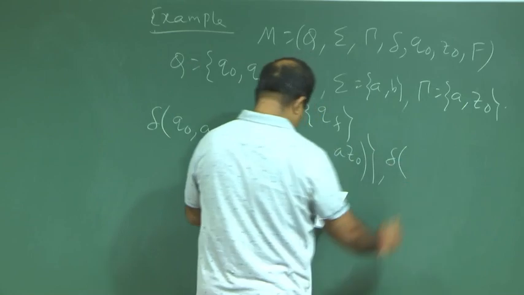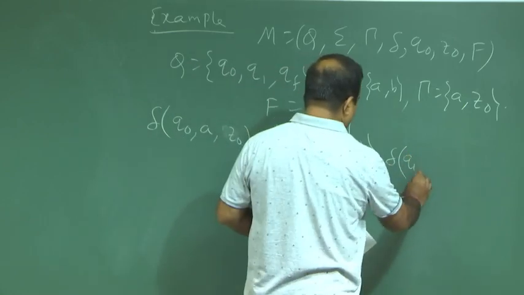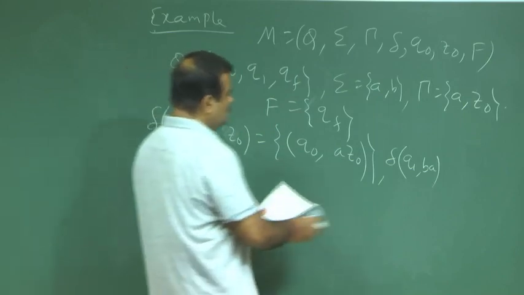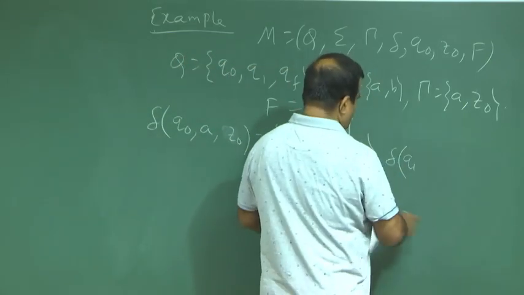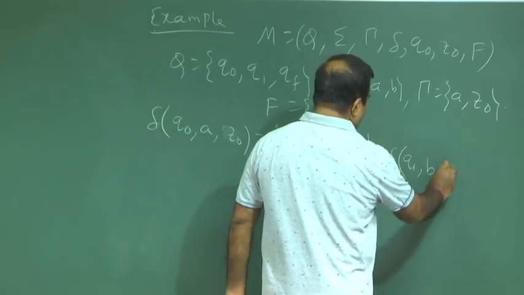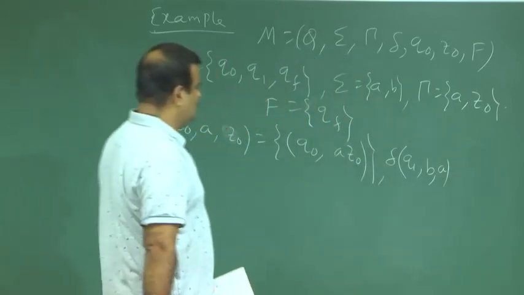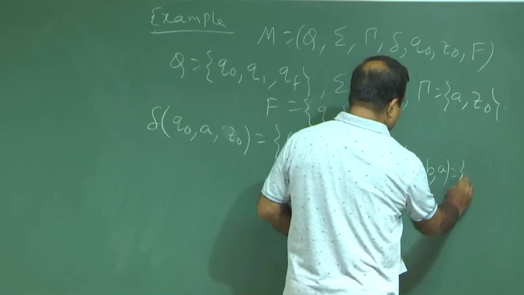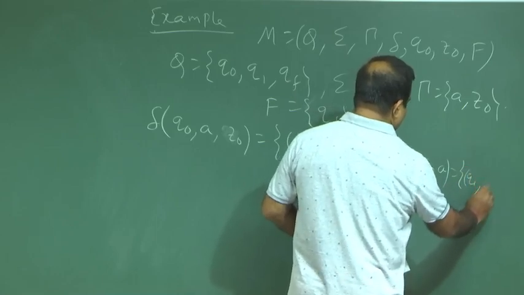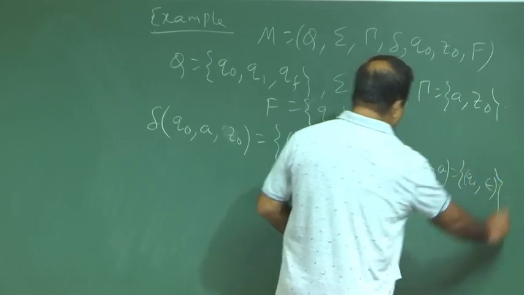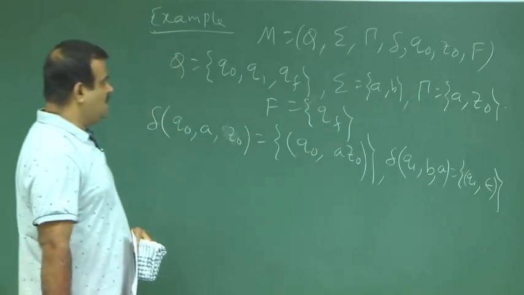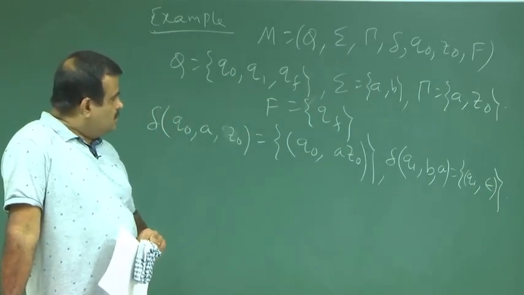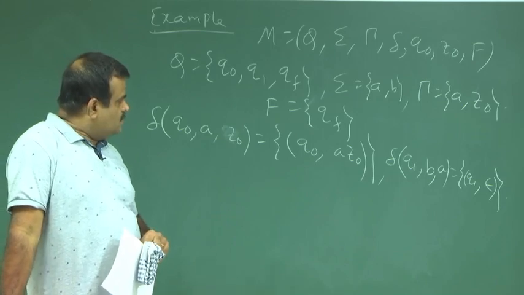Then delta of q1, b, A. So, if you see a b and if you see A on the top of the stack, it will just go to q1 and it will erase that A from the stack. So, epsilon will replace it.